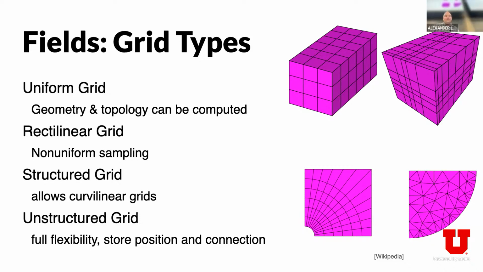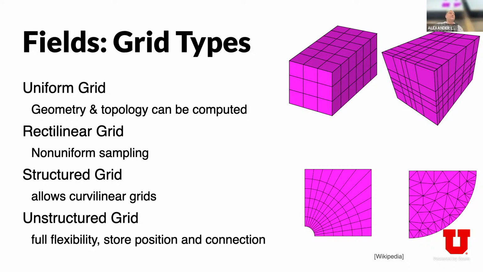A rectilinear grid would be this example here, where we have non-uniform sampling. So for example, if we had an MRI data set, we could probably throw away some of the stuff that's outside of the tissue that we're looking for. Then we could have structured grids, for example, a curvilinear grid. So here we have some structure, but it's not trivial like a uniform or a rectilinear grid.